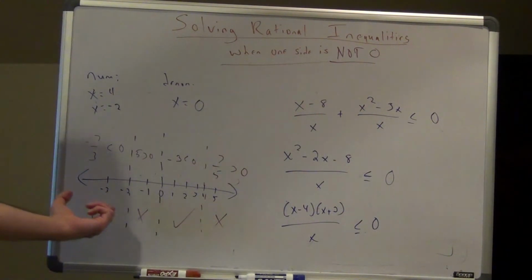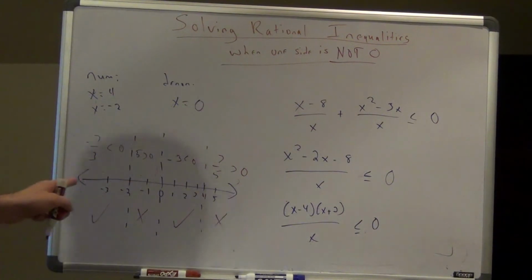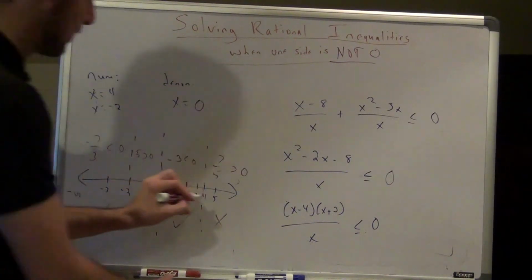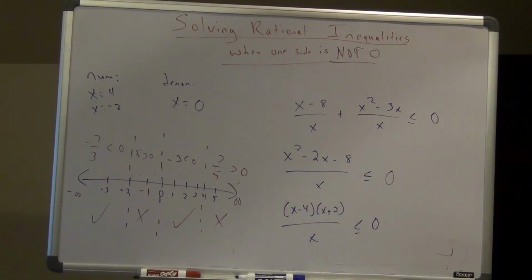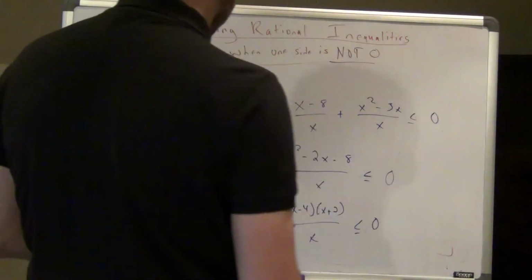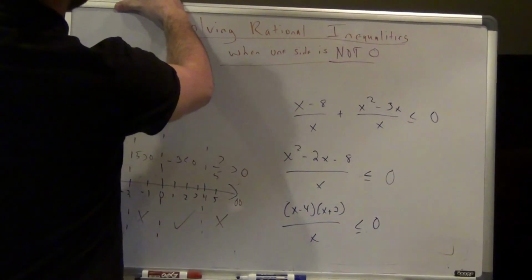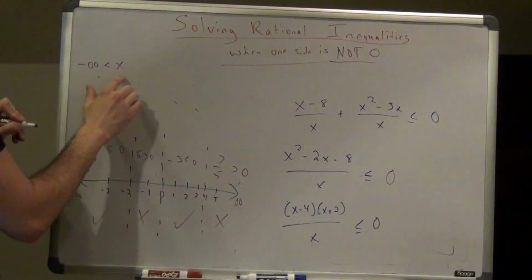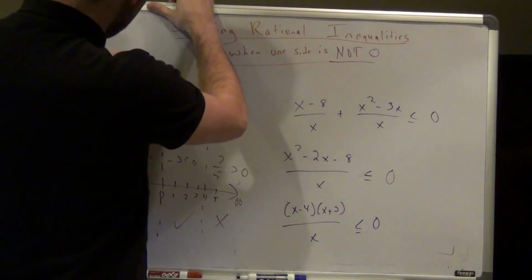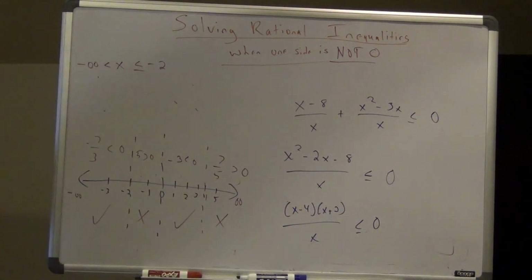So in this case, I have two regions where my inequality works. First off, remember this is negative infinity and this is positive infinity, right? So from negative 2 to negative infinity, it works. So my answer is going to be x is between negative infinity, remember it's always going to be greater than negative infinity, and less than or equal to negative 2. Again, it can be equal to negative 2 because it doesn't make the bottom 0, so that works.